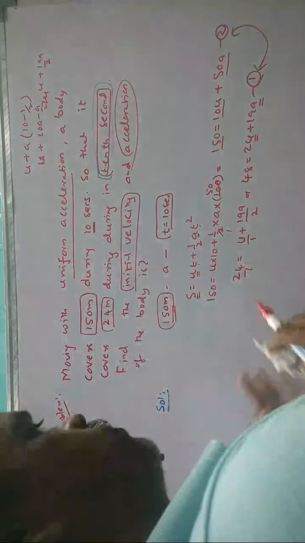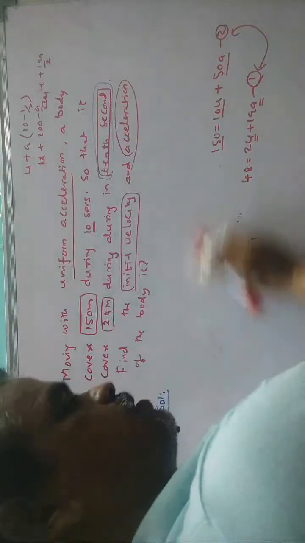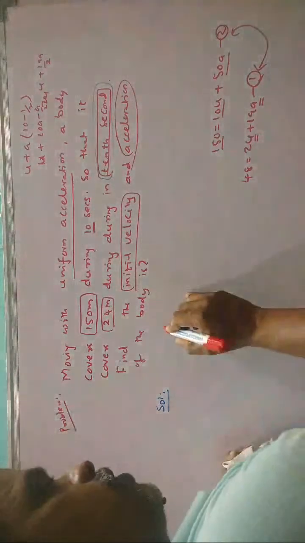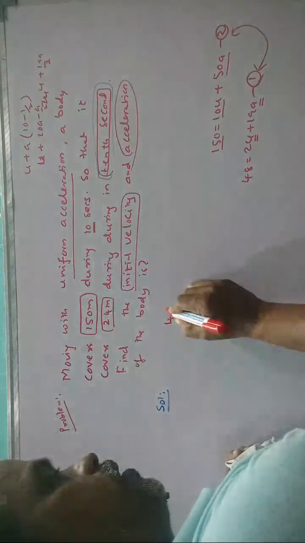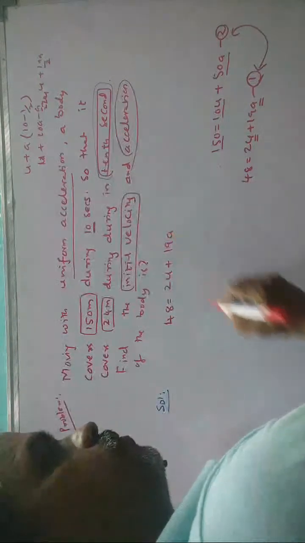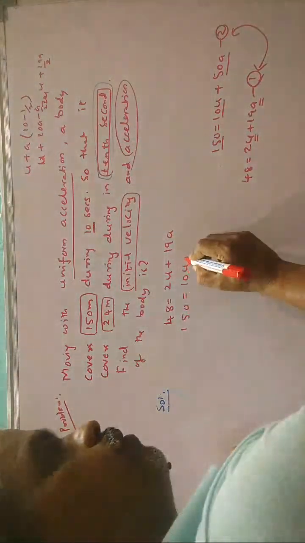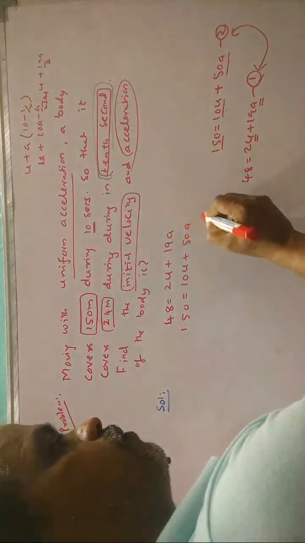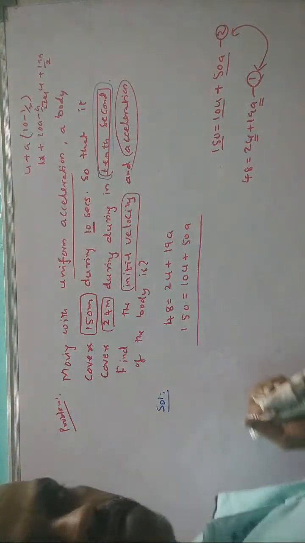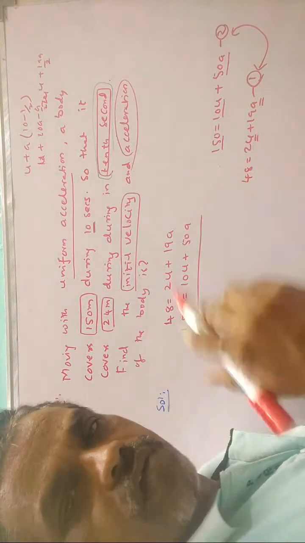So we have two equations here. What are the two equations? First one is 48 equal to 2u plus 19a. Second equation, 150 equal to 10u plus 50a. From these two equations we can solve for u and a values.